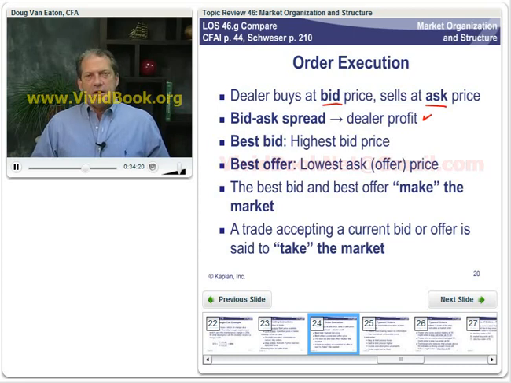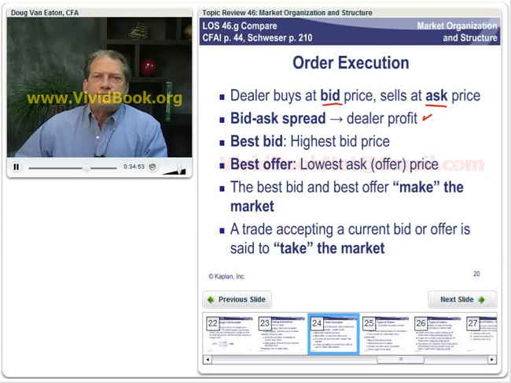The computer gives us the highest bid and the lowest ask, that's called the inside market, and that's what a retail broker, for example, would see on his screen as the bid and the ask. They aren't necessarily from the same dealer. They're the highest price a dealer is willing to pay for shares, and the lowest price any dealer is willing to sell shares at. So the lowest ask and the highest bid.